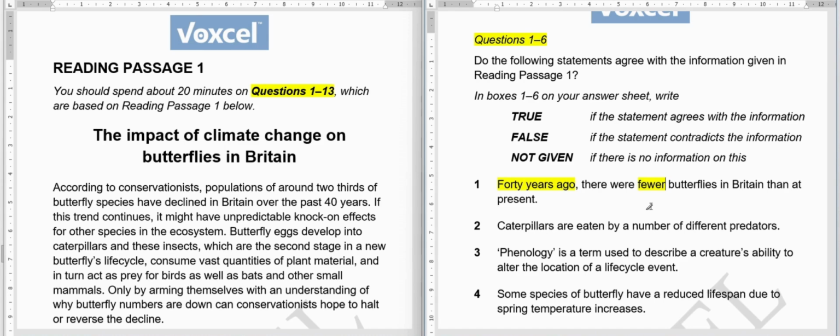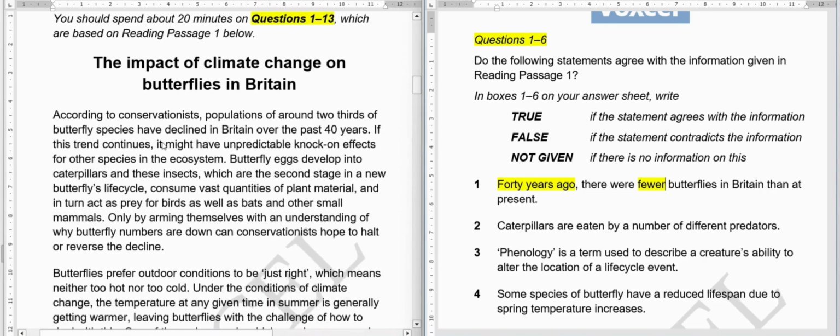Not given, when we don't know the number, either what was the number in the past or what is the number in the present, or there is no comparison, like the number is more at present or the number is fewer at present. If you don't have any comparison like that, we will say not given. So now we're going to start reading the paragraph.